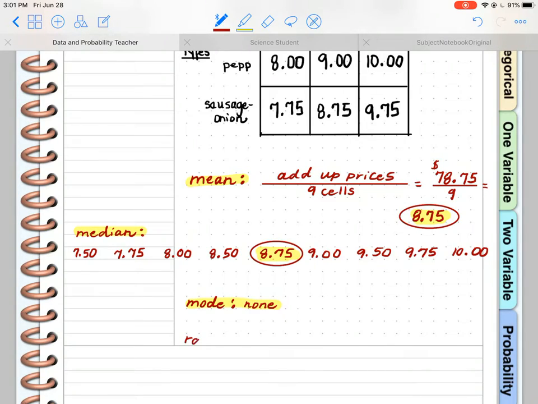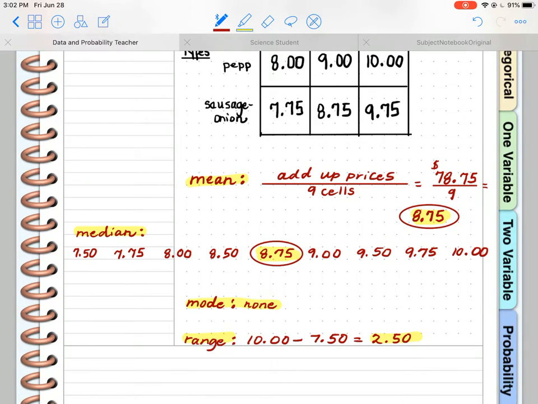And then the range, you guys know how to find a range. You take your maximum price minus your cheapest one, your minimum price. So we're going to say 10 minus 7.50 is $2.50 range. So the pizzas range from $7.50 to $10. That's $2.50 range.